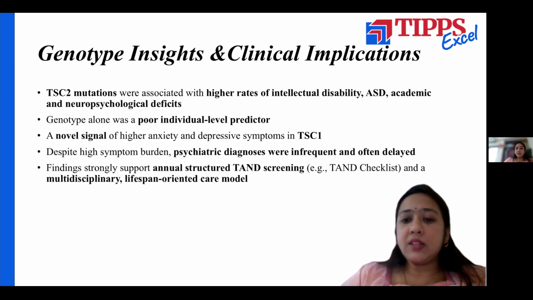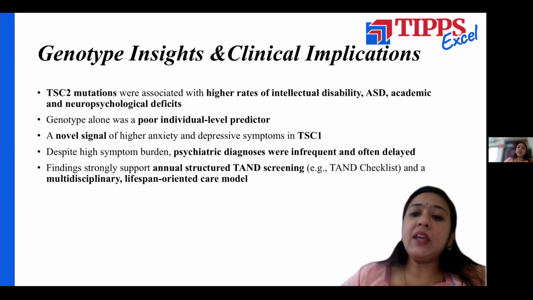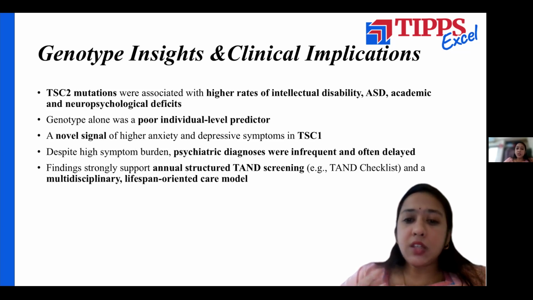So based upon these things, what implications have been given in the TOSCA study? In the TOSCA study, they stated that when there is a TSC2 mutation, there are high neurodevelopmental disorders like ASD, ID. But when there is a TSC1 mutation, there is high internalizing disorder. Genotype alone was a poor individual-level predictor.